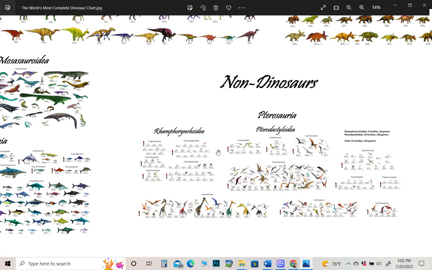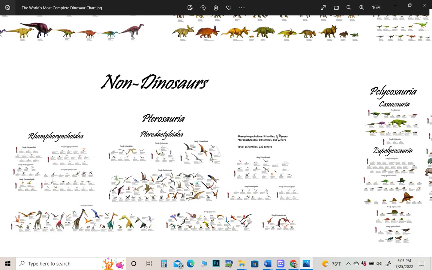And then we have the Pterosaurs, which is the Rhamphorhynchoids and Pterodactyloids, with 225 genera, as you can see in the corner here.